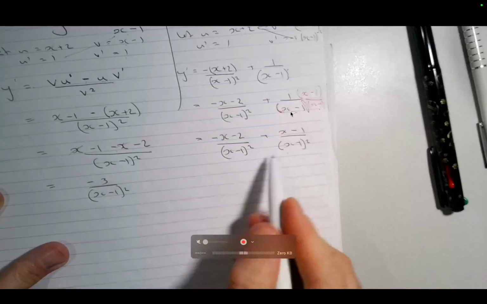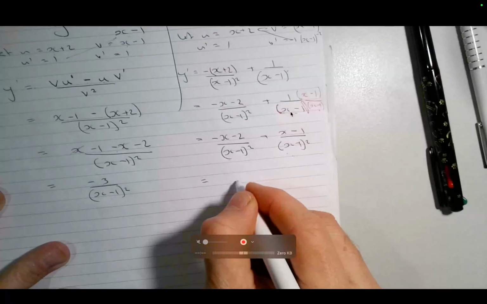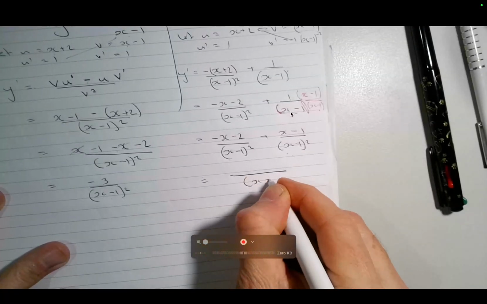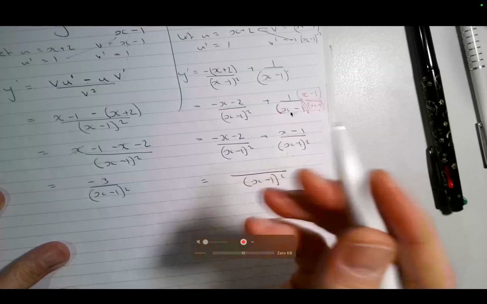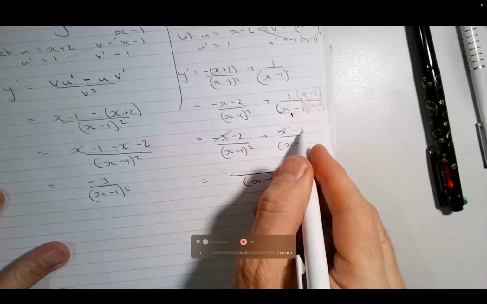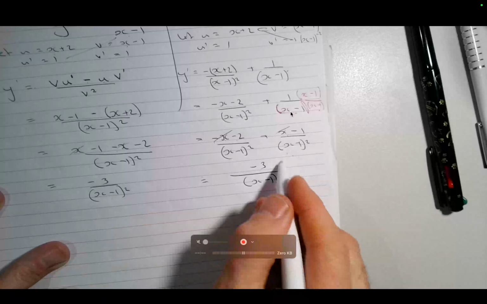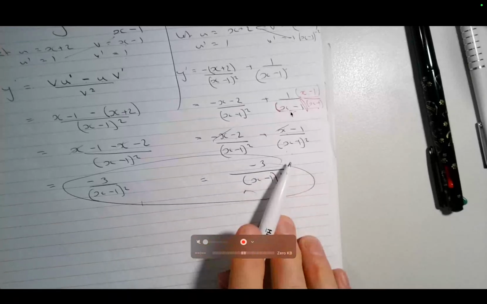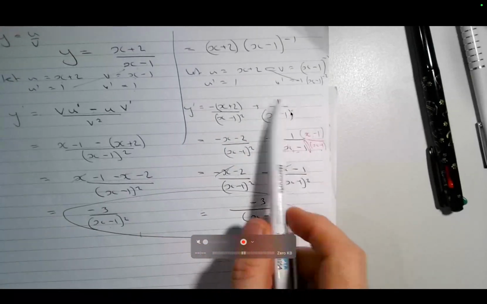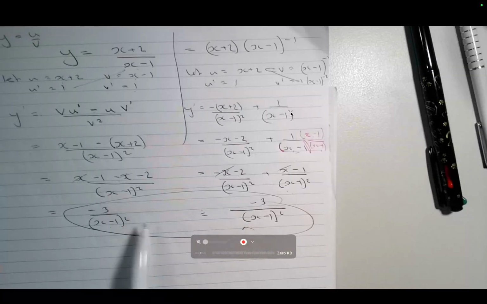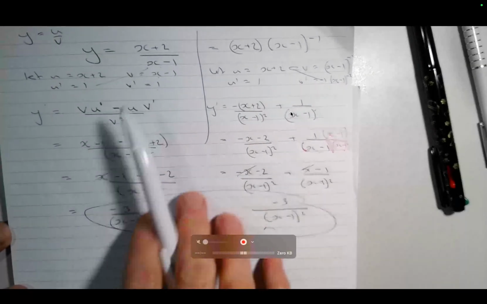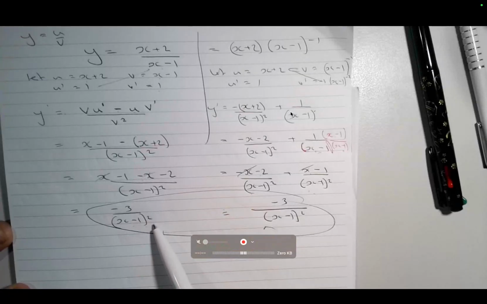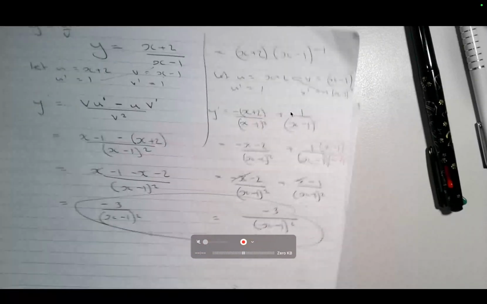Okay, they've now got the same bottoms, so that means it is x minus 1 squared. Now, minus x plus x cancels out. Minus 2 minus 1 is minus 3. I think you'll agree that was actually quite fiddly, and this here was actually quite doable. So not the easiest problem to work through, but hopefully you can see the logic.